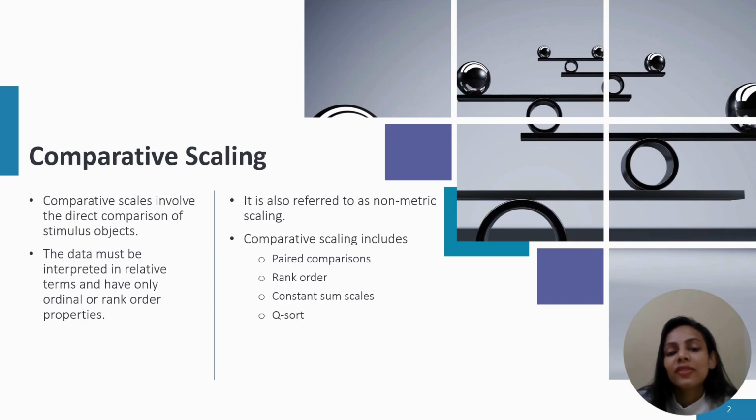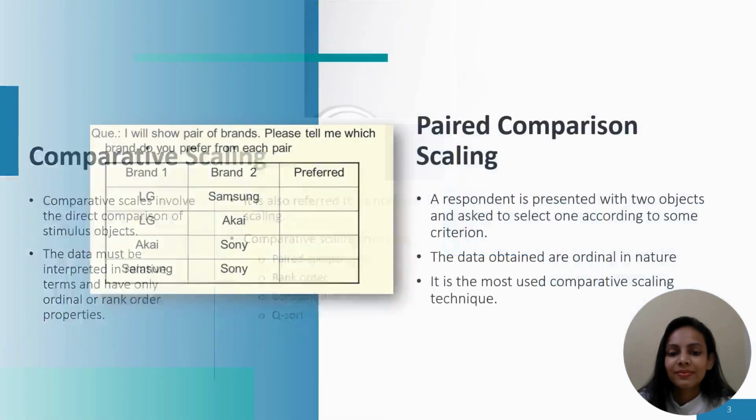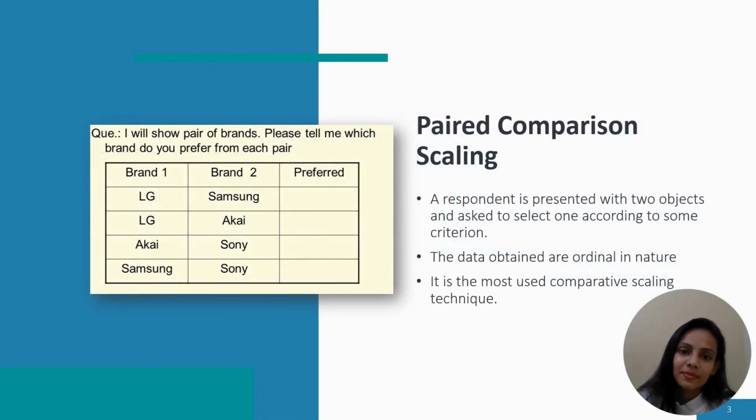So, there are different techniques for comparative scaling, such as paired comparison scaling, rank order scaling, constant sum scaling, and Q-sort scaling. So, let's dive into these four techniques now. Paired comparison scaling.